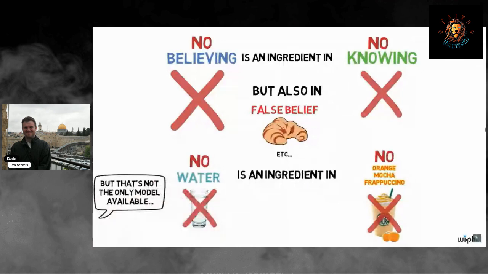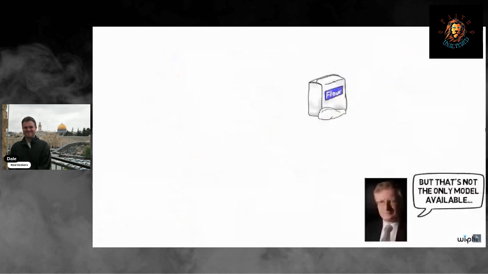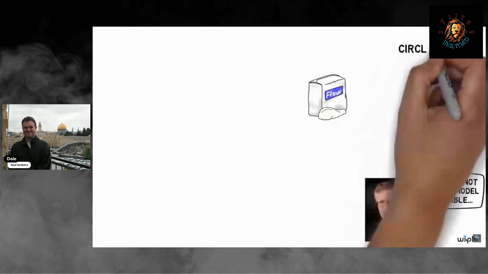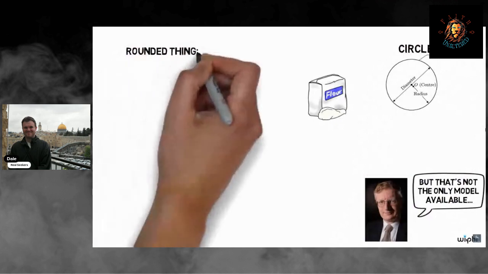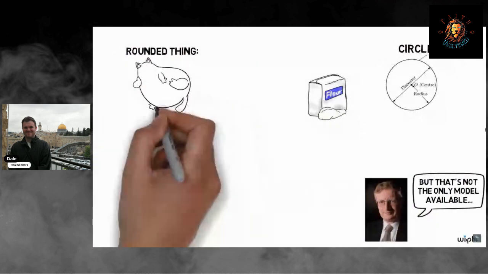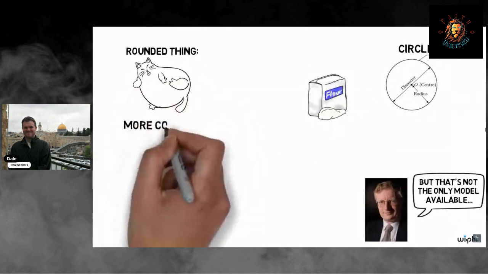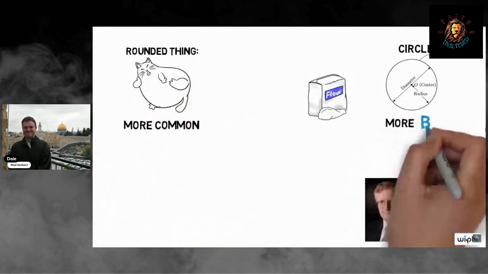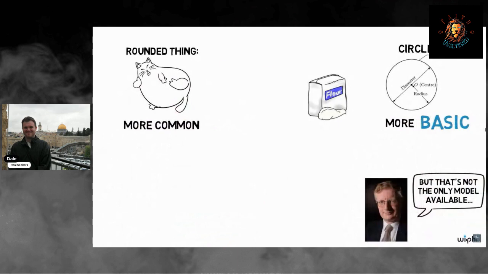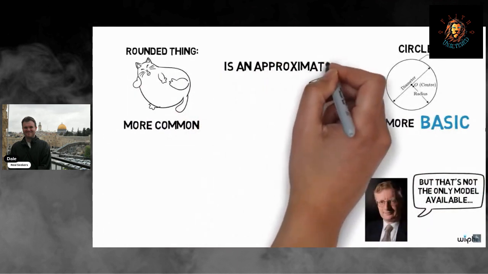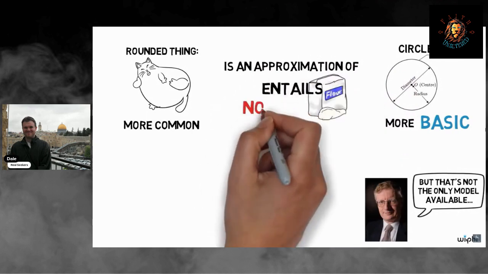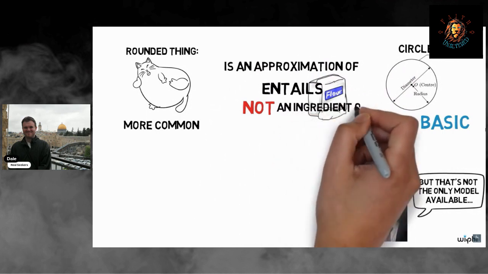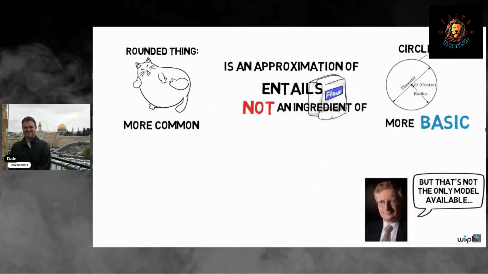Maybe the relationship between belief and knowledge isn't like the relationship between water and orange mocha frappuccino. Think instead about the relationship between the geometrical concept of the circle and the looser everyday concept of being somewhat rounded. Rounded things are more common in reality, but the concept of the circle is more basic. It's simpler, and we understand roundedness as some kind of approximation to circularity. Anything that's a circle will be rounded, but it's not because circles are made up of roundedness plus other ingredients which are independent of circularity.